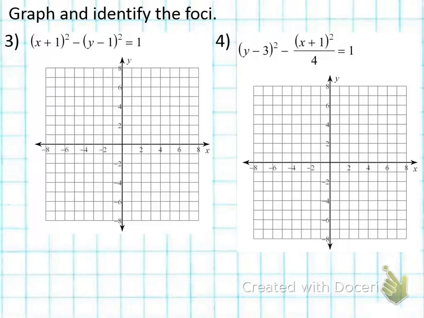Ready, set. Number 3. Okay, so number 3, we've got (x + 1)² − (y − 1)² = 1. Now on this one, it could be a circle, but why is it not a circle? Because there's this minus sign, right? Because this minus sign is here, it's not a circle. But if there was a plus sign here, it would totally be a circle. So that's how important that little sign is.